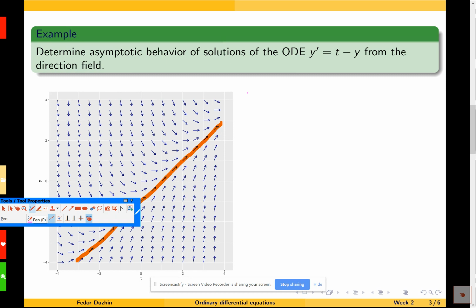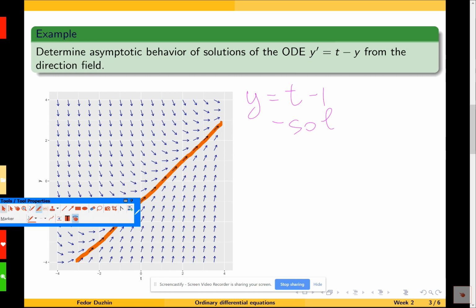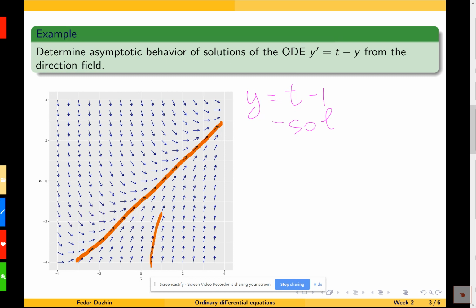And the straight line is actually y equals t minus 1. This is a solution. It is not an equilibrium solution, but you can easily verify that it is indeed a solution. So this is some solution. It's not an equilibrium solution. But at the same time, from the vector field, we see that other solutions approach this solution.